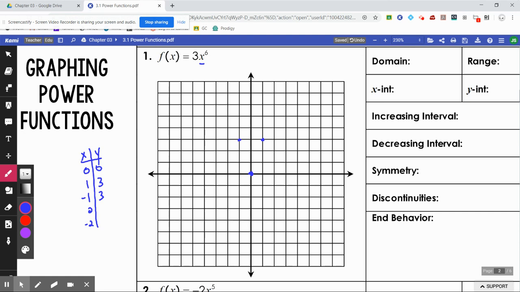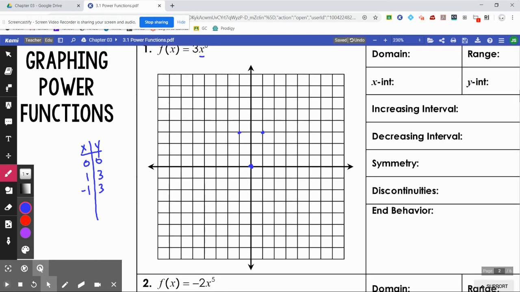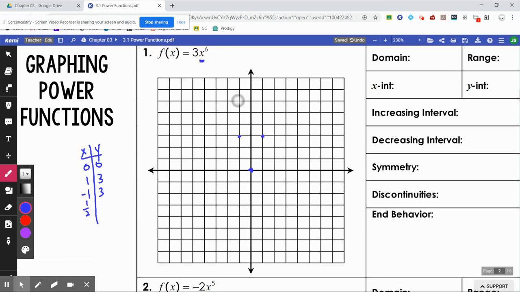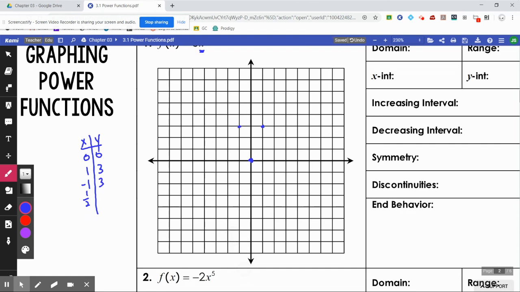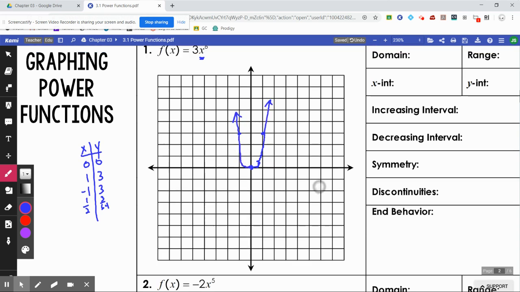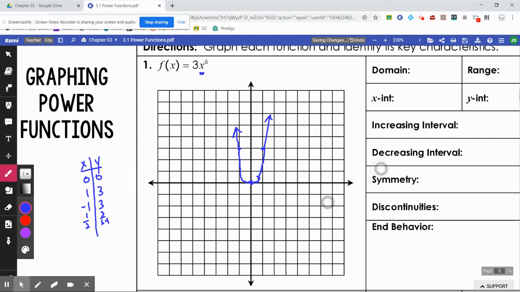So you could plug in maybe values like 1/2 if you want some more points just to see what this graph's going to do. If you were to plug in 1/2, when you raise it to the 6th power, you get 1 over 64, so you would get 3 out of 64, which is a very, very tiny value. So you can see now why it's so flattened right there around that 0. So your 3x to the 6th is going to look something to that effect.